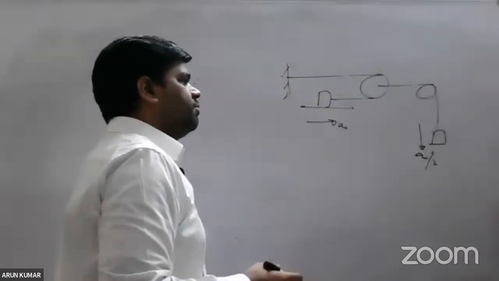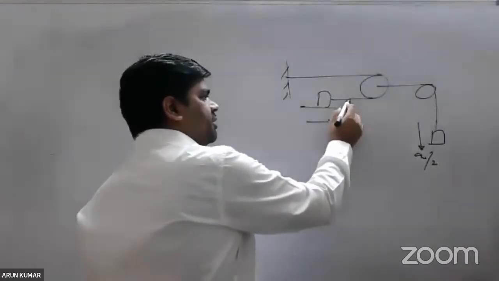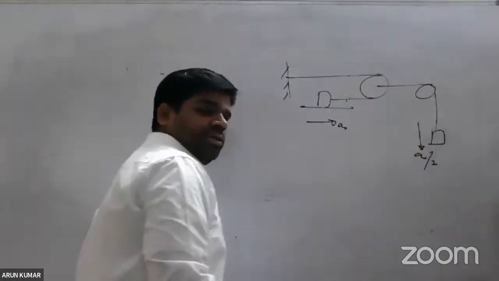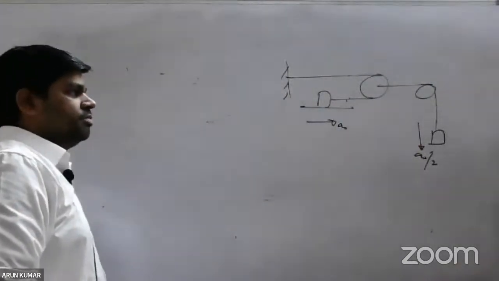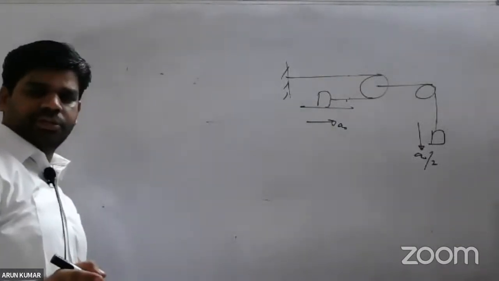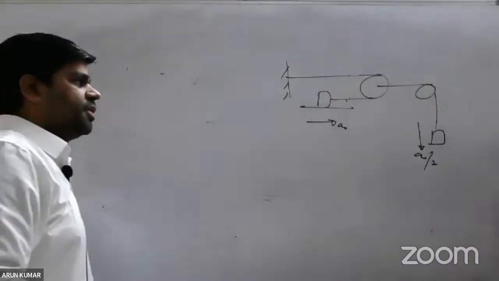You can do it with the pulley method also. You'll get the same thing. This is A naught, this is 0, 0 plus A naught by 2 is this one. So A naught by 2. That's right. Who gave me A by 2? Navneet. Yeah, that's right, Navneet.